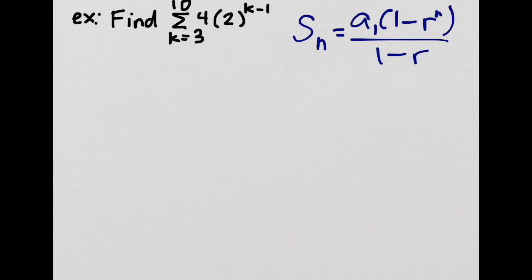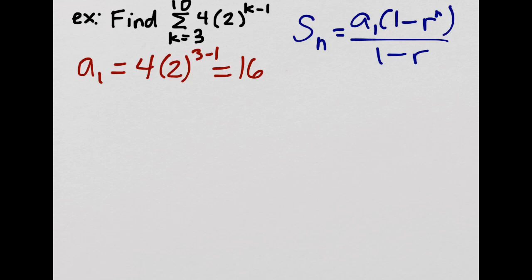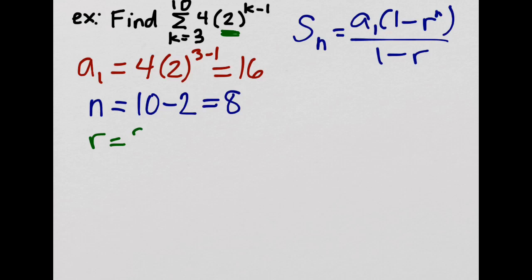So our first term is going to be what we get when we plug in 3 for k. So a1 is going to equal 4 times 2 to the 3 minus 1, which 3 minus 1 is 2. 2 squared is 4. 4 times 4 is 16. Okay, so that's our a1. And then our number of terms is going to be 10 minus 2. So again, you don't do 10 minus 3 because we're using 3. We're just not using 2 or 1. So there's only 2 that we're not using. So 10 minus 2 gives us 8. So that's our number of terms. And our common ratio, on these your common ratio is always going to be what's inside the parentheses underneath the exponent. So in this case our common ratio is 2.